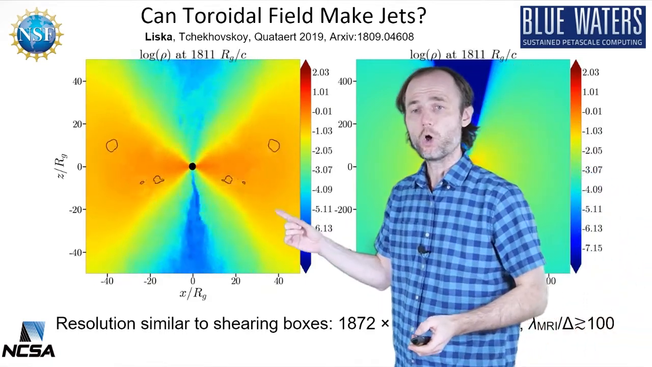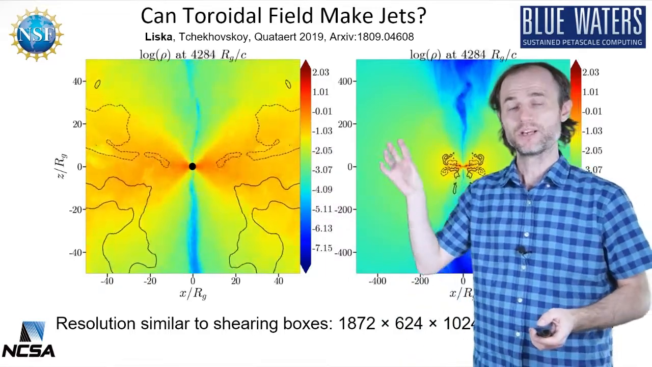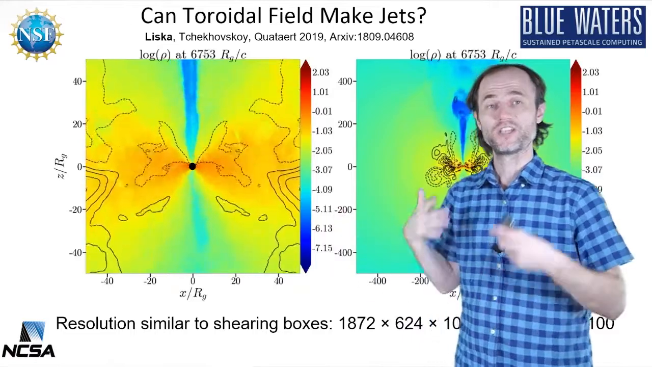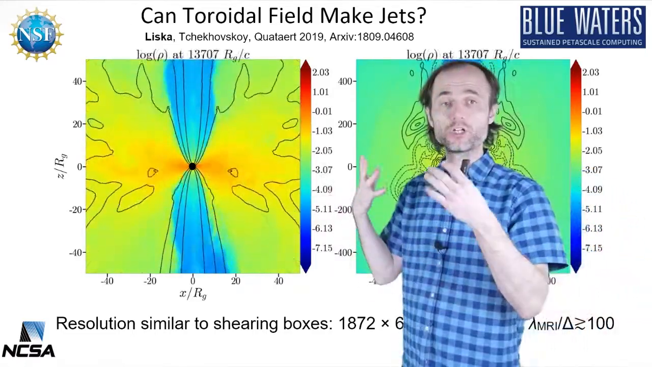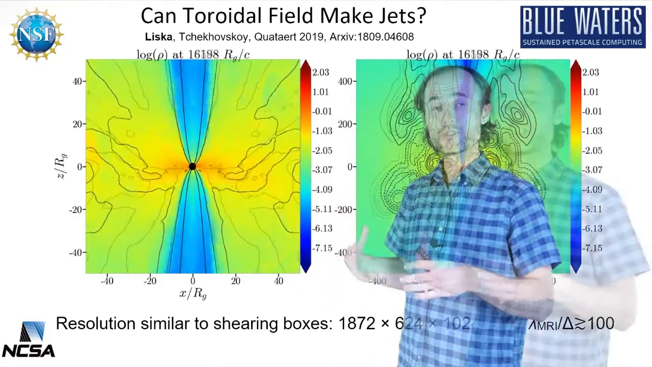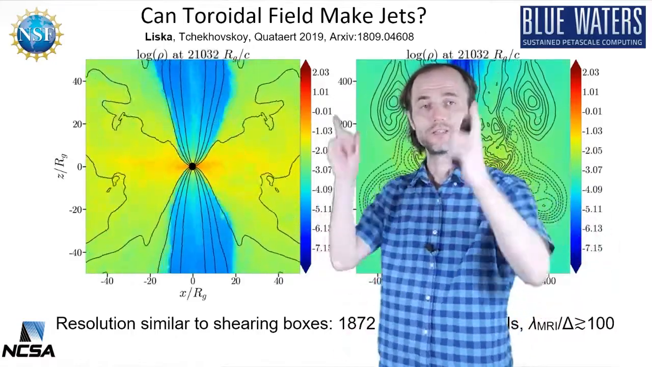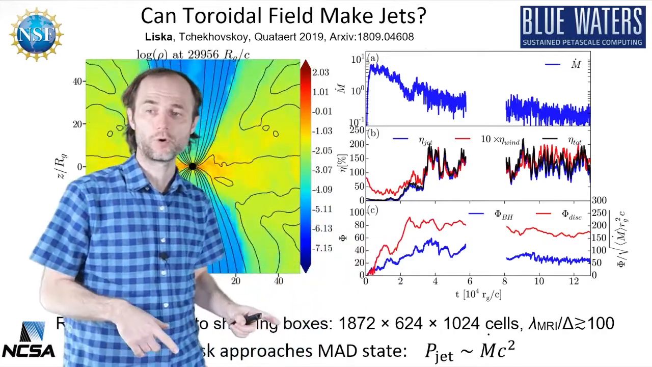As you see, almost immediately, there are these black lines that appear. These are magnetic field loops of the poloidal field, the vertical field that we didn't have at all at the beginning. These vertical magnetic field lines are produced by the turbulence self-consistently through an alpha-omega dynamo that takes toroidal field and converts it into vertical field. The jet power becomes comparable to the accretion power.